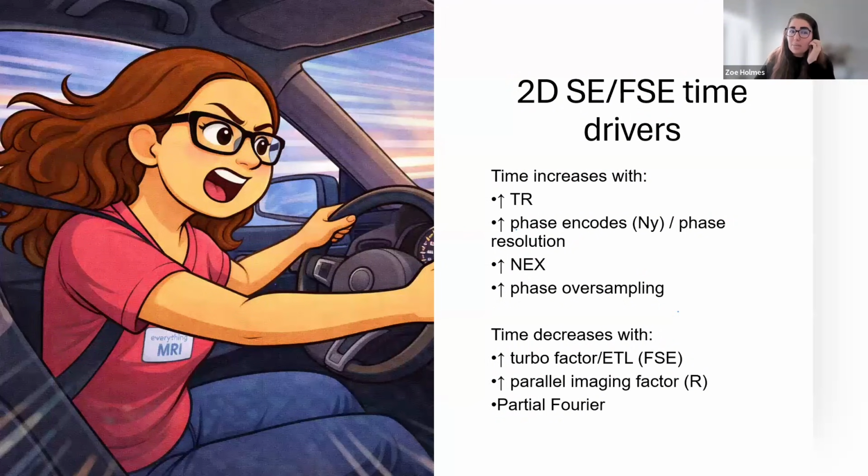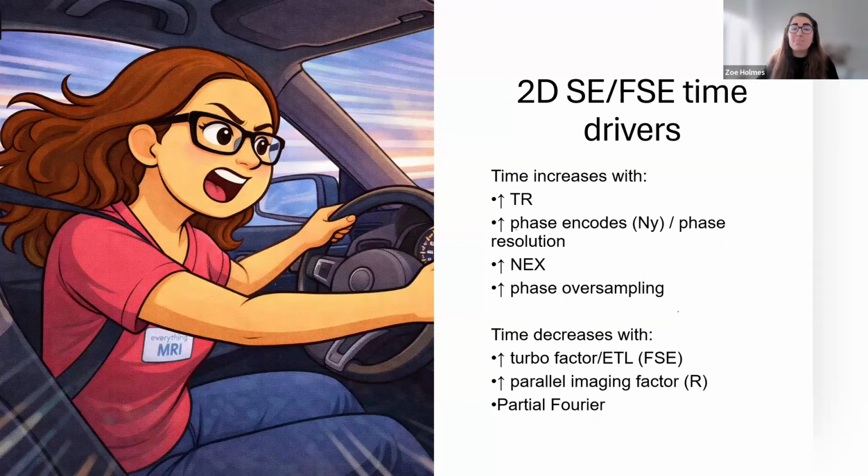So when we're talking about our 2D spin echoes and fast spin echo sequences, time is usually controlled by a smaller set of knobs. We have our TR, phase encoding steps, our NEX and averages, and our echo train length, which is our turbo factor or ETL.